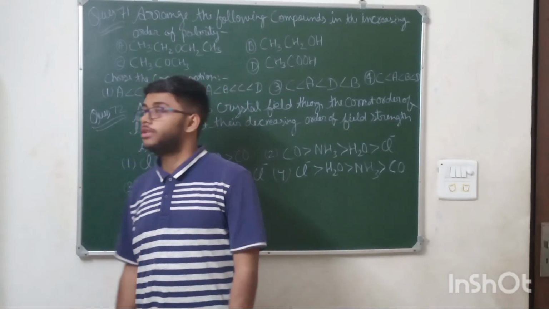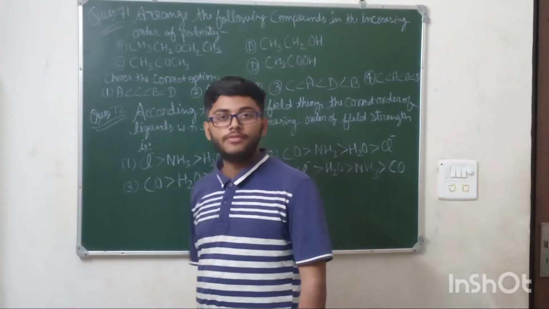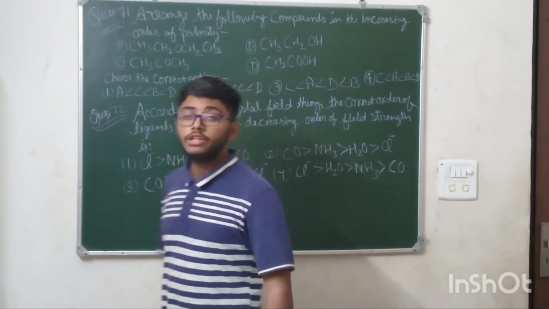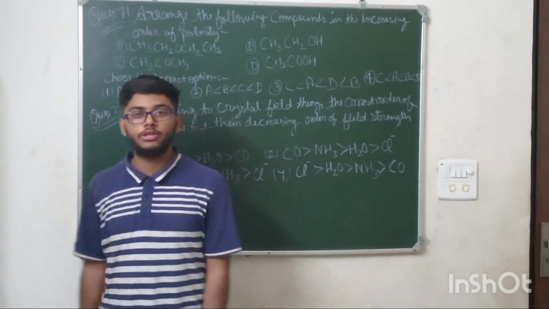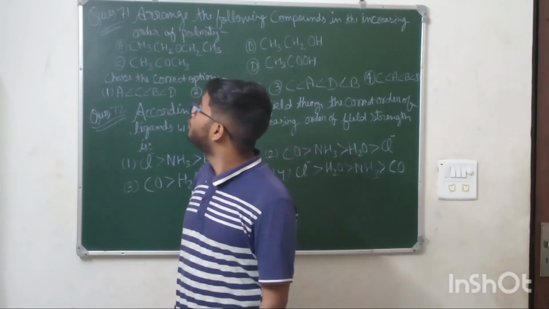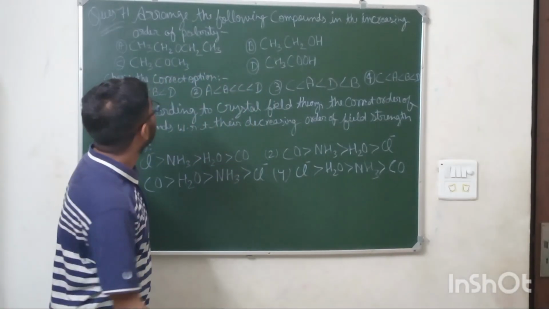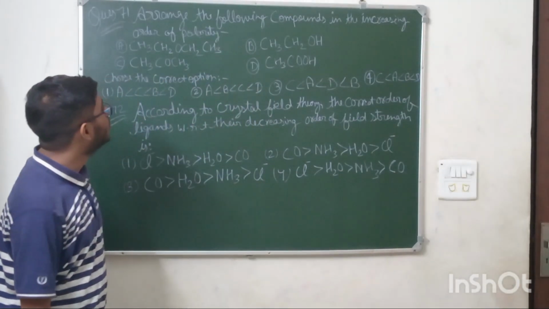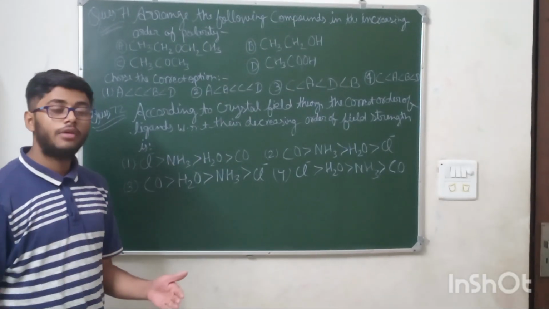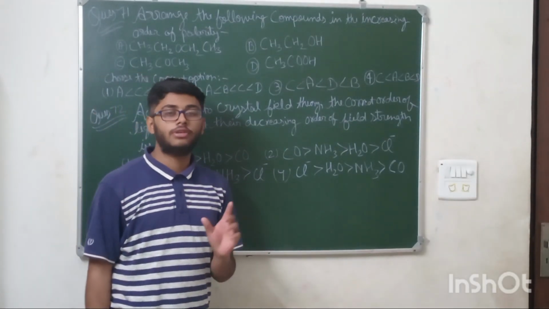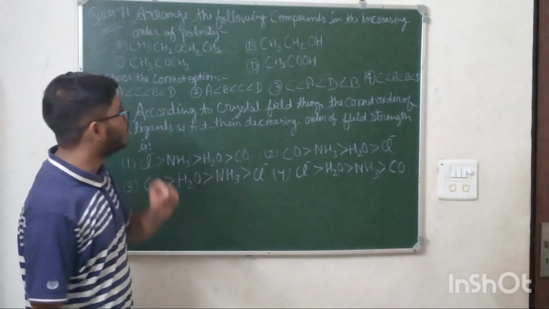Okay. So moving further, question number 71 and 72. Question number 71 is from the chapter General Organic Chemistry, and 72 is again from the chapter Coordination Chemistry. Question number 71 is saying arrange the following compounds in increasing order of polarity. Generally, the functional groups are arranged in increasing order of polarity.